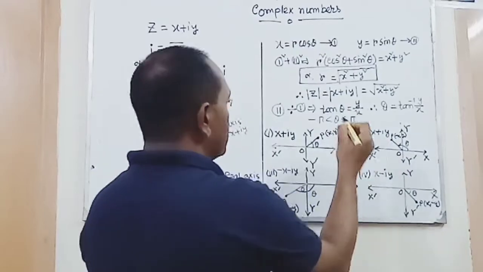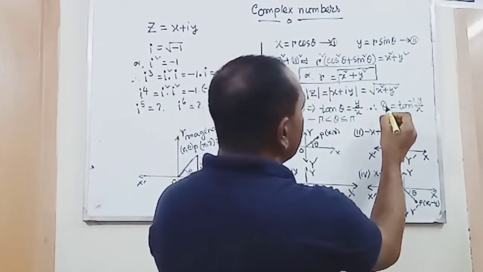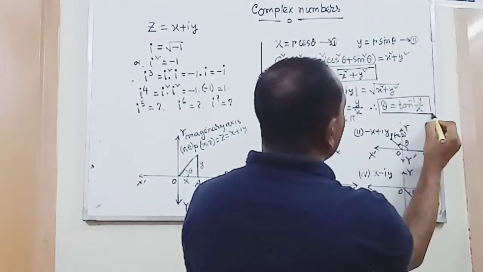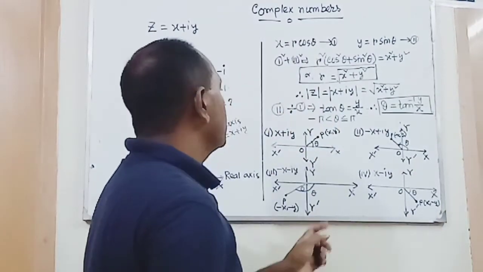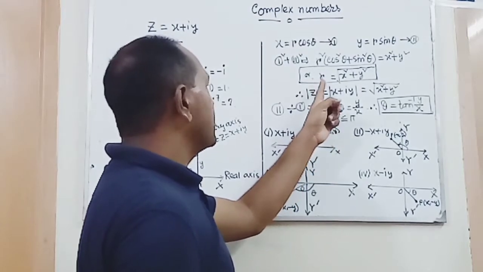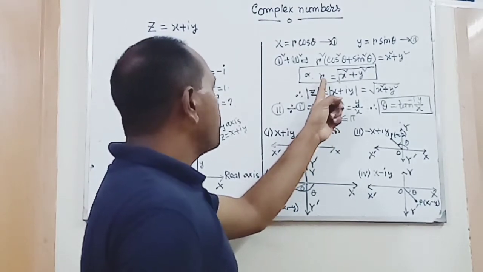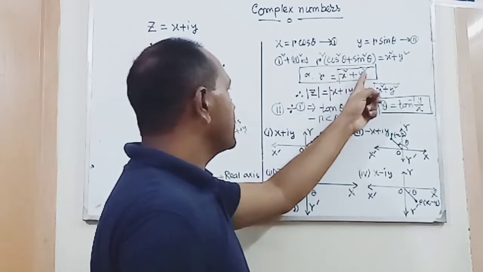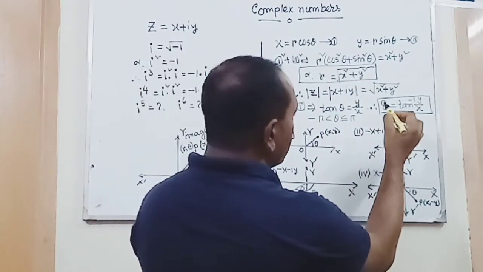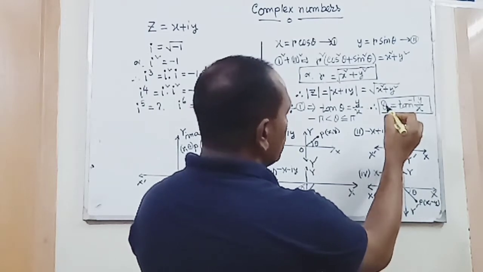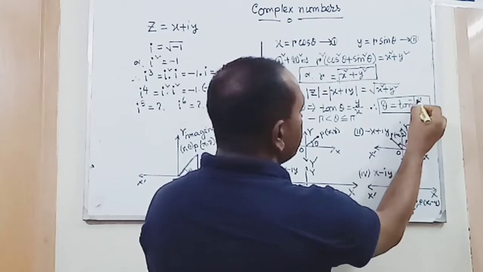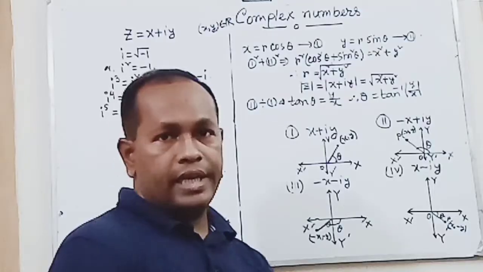So we got the argument of a complex number: theta is equal to tan inverse y divided by x. Now if we need to find the modulus of any complex number, you can apply the formula r is equal to root of x square plus y square. And if you need to find the argument of a complex number, you can apply the formula theta is equal to tan inverse y divided by x.